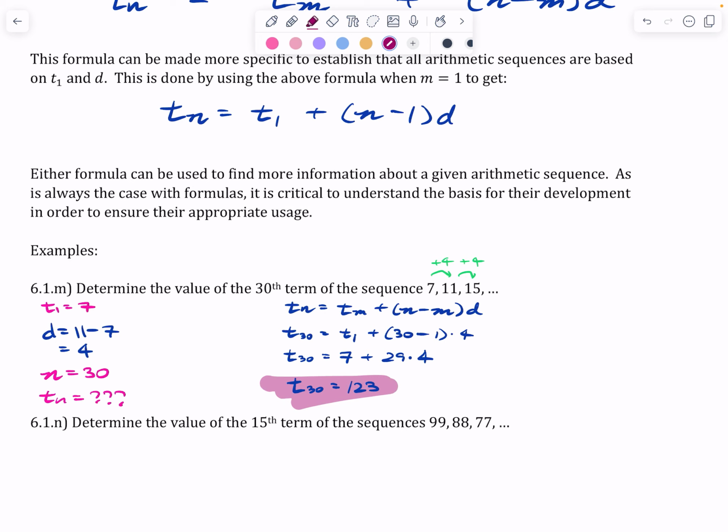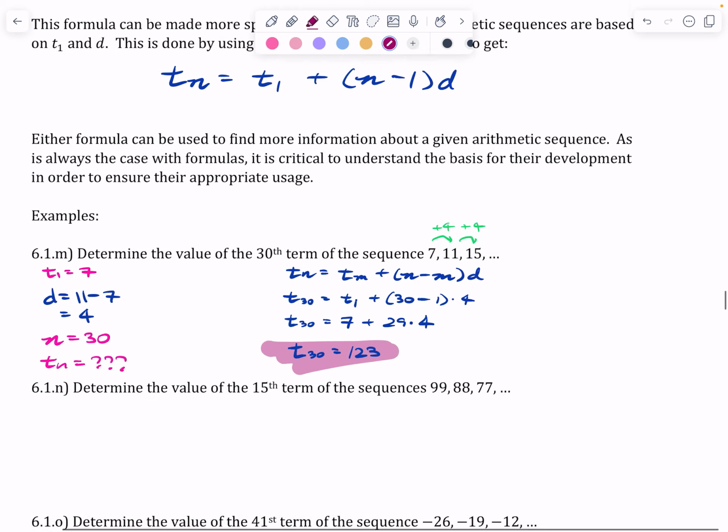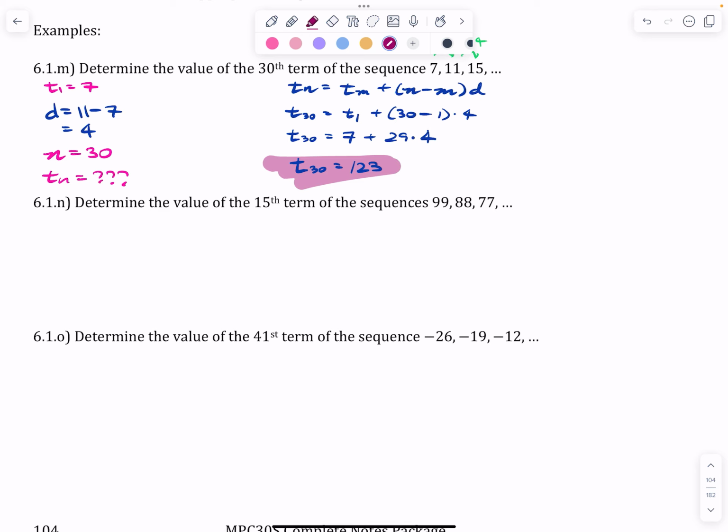Take a moment, try the other 2 examples on this page. If you're feeling really daring, you can try the 4 examples on the next page as well. But again, pause the video, give them a try, see how they go, and then I'll put answers on screen. So resume whenever you're ready. Wow, that was quick. Well, let's see what we got here.